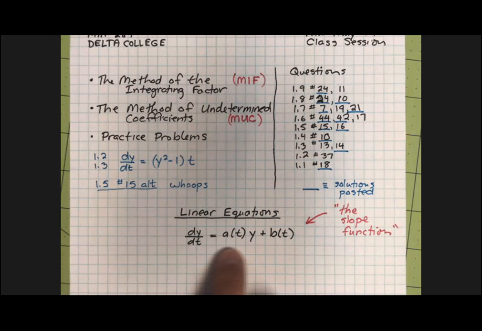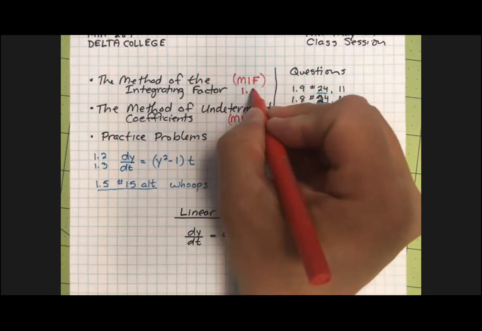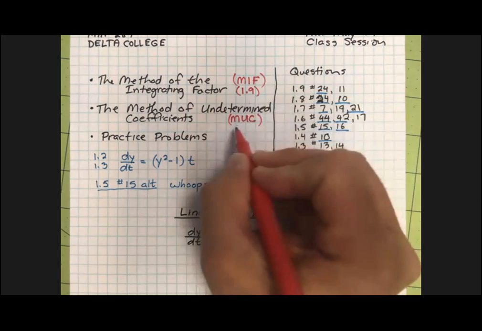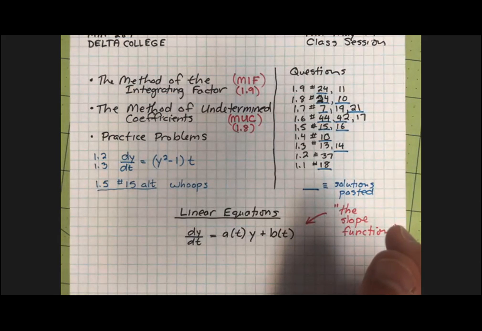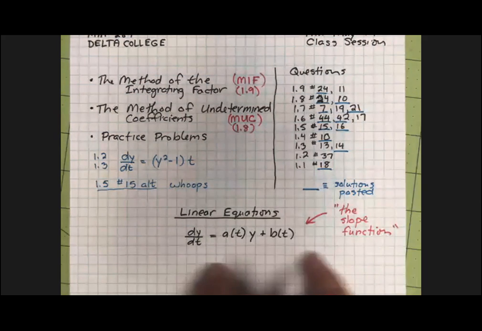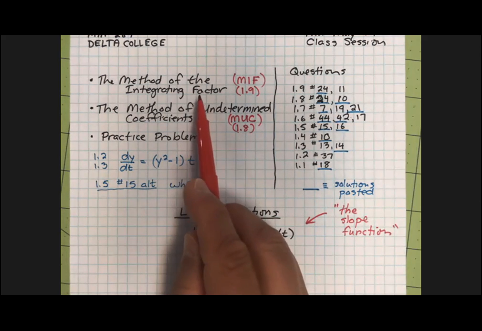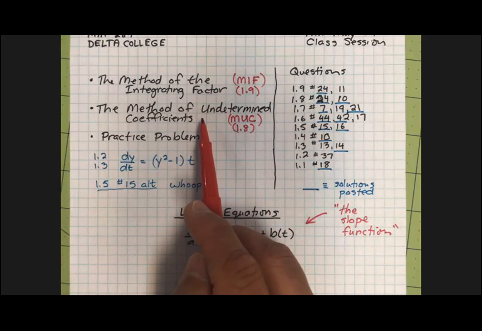Now the book considers these so important, we consider them so important. The book actually wrote two sections to do this, showing you one method in section 1.9 and one method in section 1.8. Both of these methods are valuable, and they both have their pluses and minuses, which I'll make a little chart of right here. But you want to know both of them. I also have a handout where I physically compare both of them doing a problem. That would be a valuable handout.